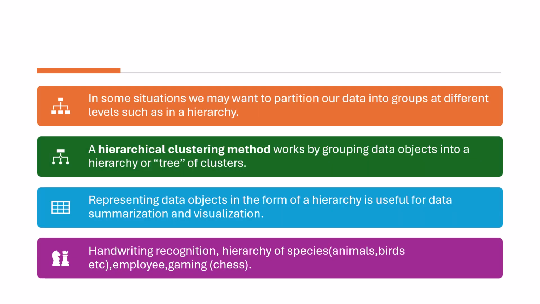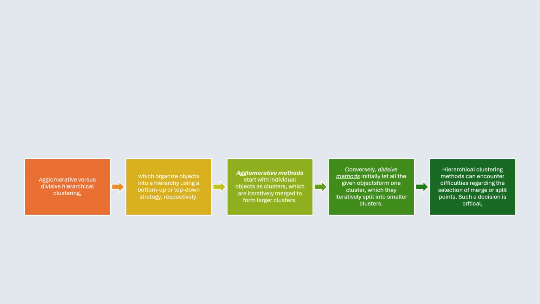Putting data objects in the form of a hierarchy is useful for data summarization and visualization, handwriting recognition, hierarchy of species, employees, gaming, and so on. Agglomerative versus divisive hierarchical clustering. A hierarchical clustering method can be either agglomerative or divisive, depending on whether the hierarchical decomposition is formed in a bottom-up or top-down fashion. Let's have a closer look at these strategies.